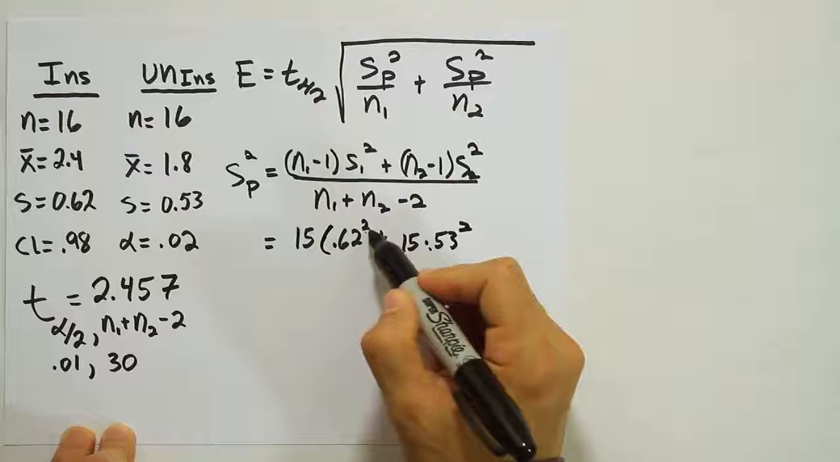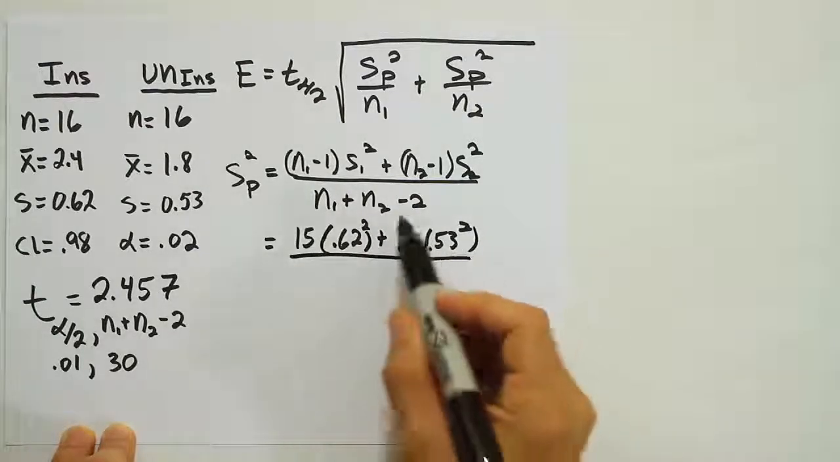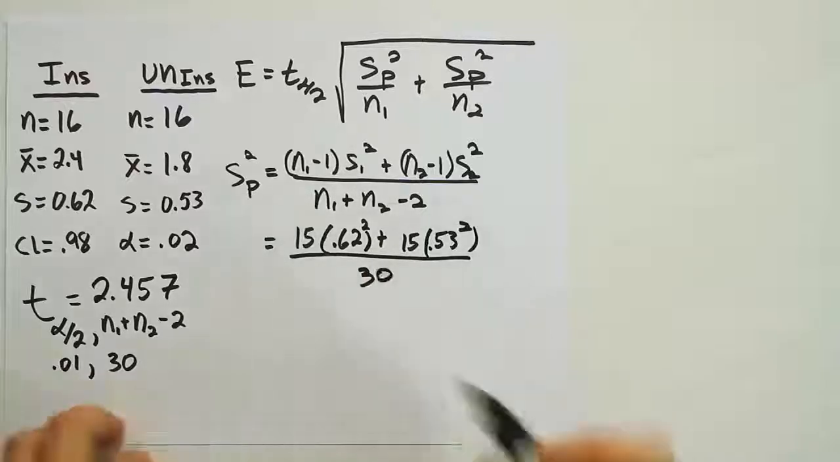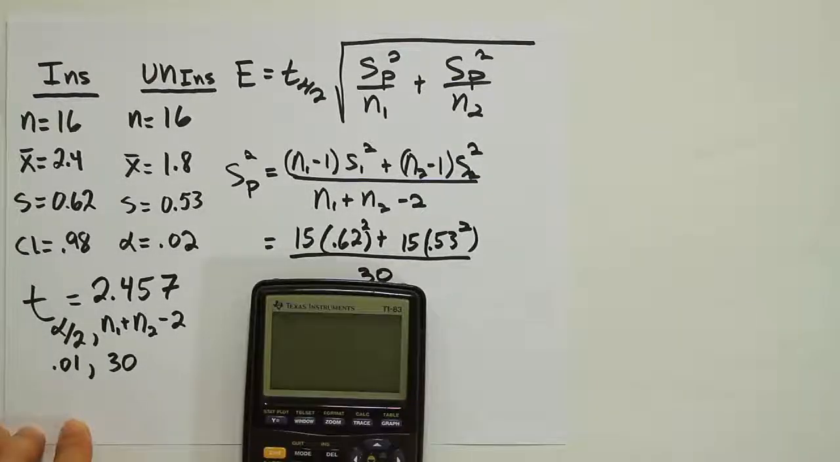Okay, so again, we're going to have the top part like that, and the bottom part, of course, is going to be 30. So that's n1 minus 1 plus n2 minus 1, basically. All right, so let's work that out and see what we get. So we're going to plug that into our calculators.